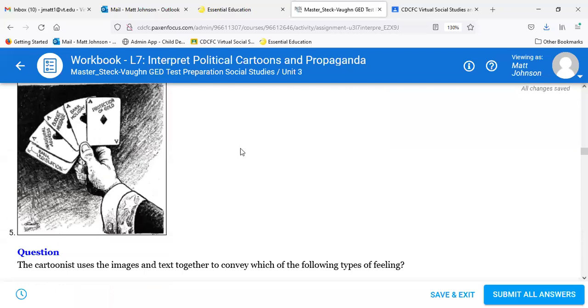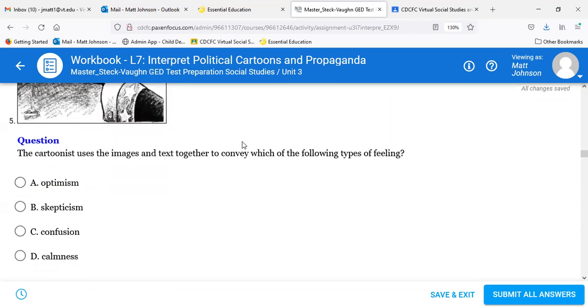And number 5, Christiana, you want to read number 5? She might be away. Let's try Grace. Grace, you want to take number 5?